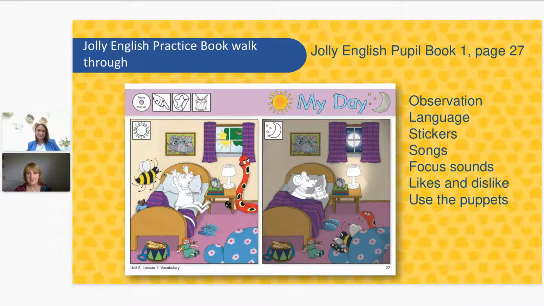And someone just asked about the CD, and thank you, Joanna, for clarifying that you can download the songs and you can download the transition music and everything. There is a code for you to download that. So it's not essential that you use the CD.